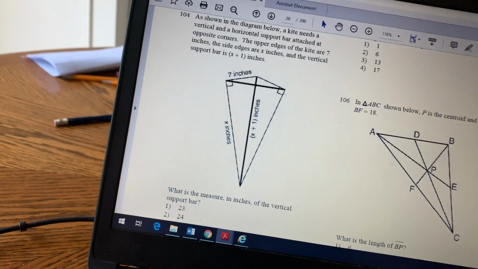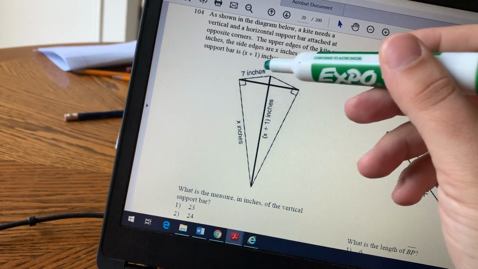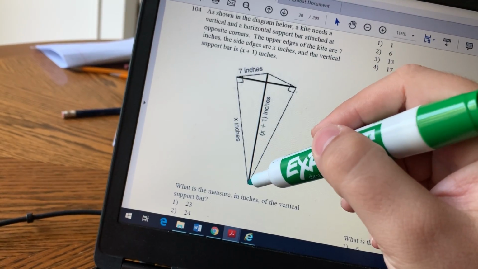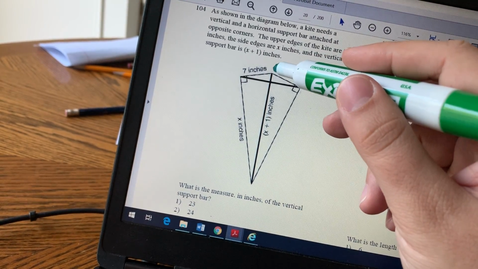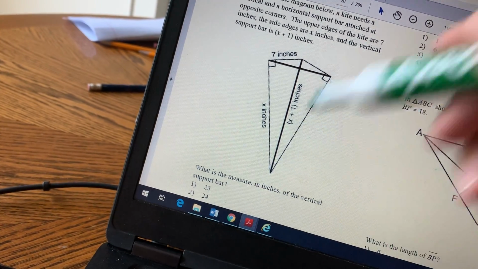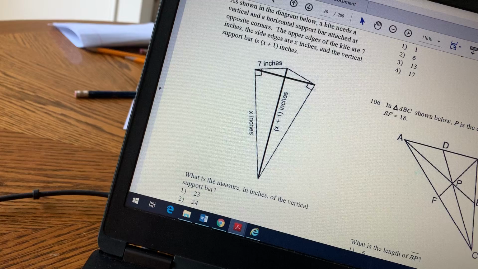But actually the key is you see how this right angle is right here. So if you kind of take out this support bar, this side of the kite is a leg, that side of the kite is a leg, and the vertical support bar would actually be a hypotenuse, okay? So it would look... make it a right angle. Trying to draw this. I don't know why I can't draw.